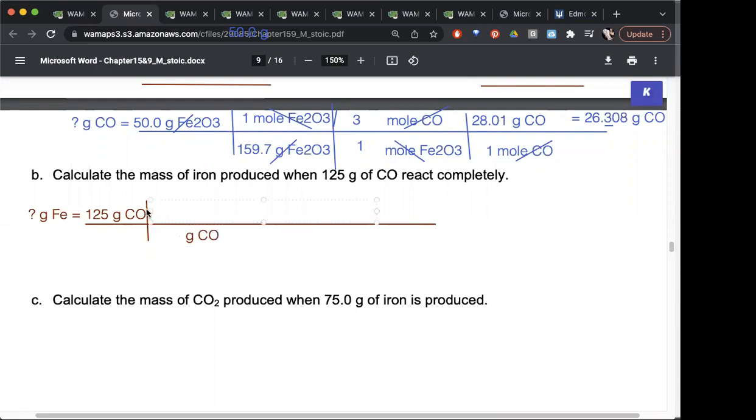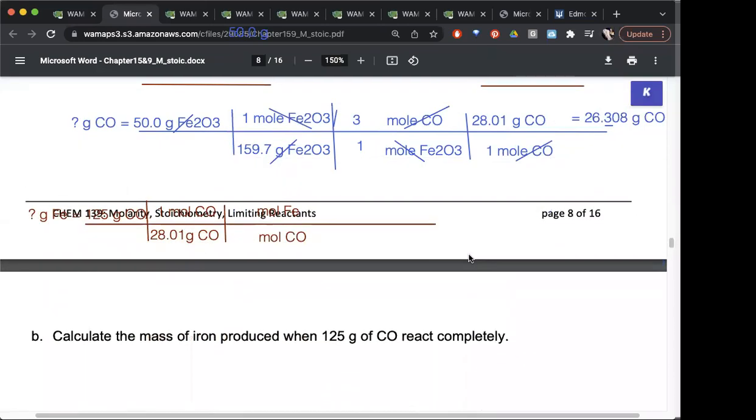What do you have? Well, when in doubt, just go to moles. And that was, we had that already, it's 28.01. So sometimes what I'll do is make a little table with my problem where I list out the molar masses of the compounds I'm going to need. Okay, grams are out of there. I need to cancel out moles of carbon monoxide and go to moles of iron. Now this is going to come from the chemical equation, so let me go get those coefficients.